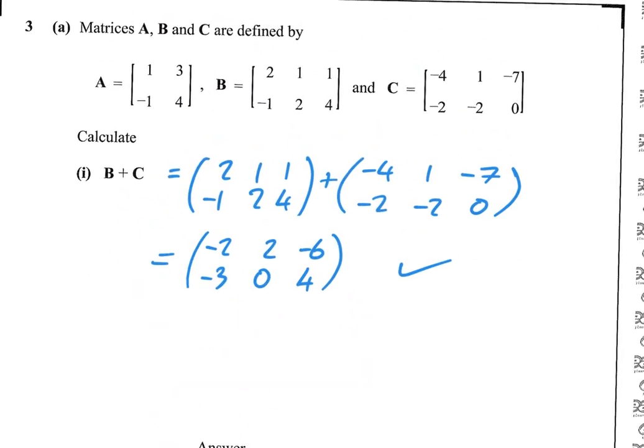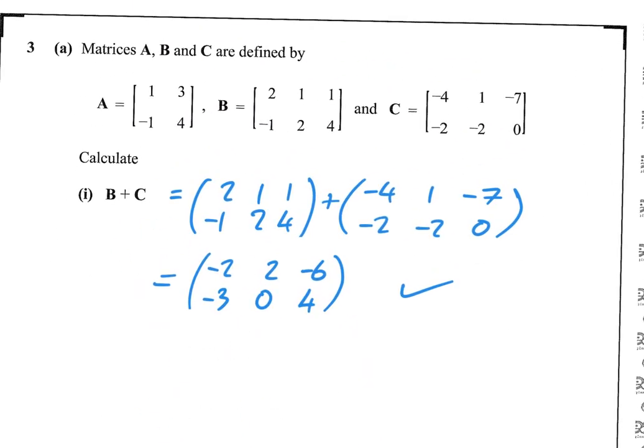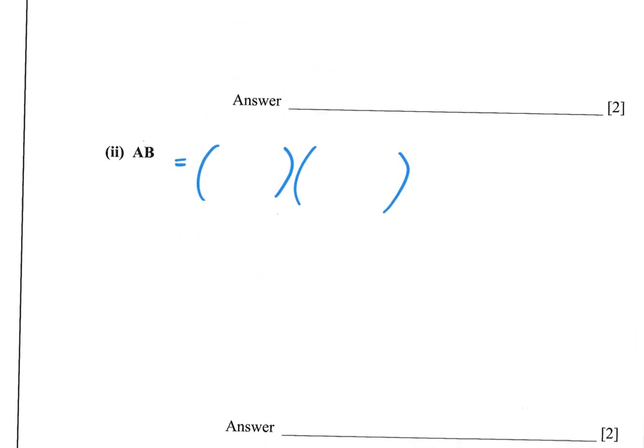Next thing you have to do is find AB. So to find AB, this is us multiplying our matrices. So you've got A times B. Let me write these down. A is 1, 3, minus 1, 4. 1, 3, minus 1, 4. And bear with me a wee second here.